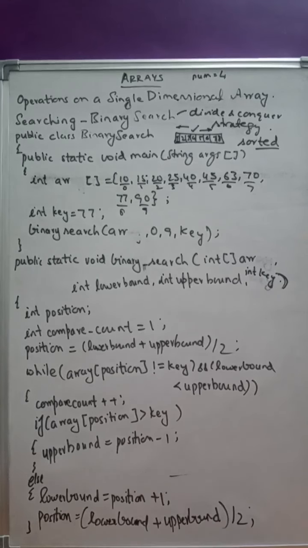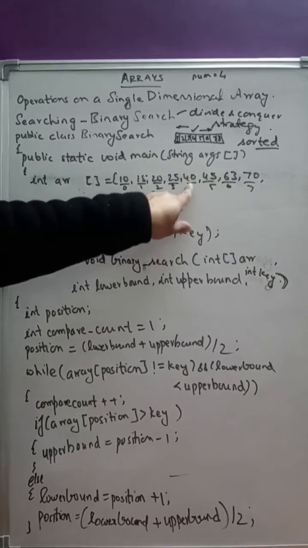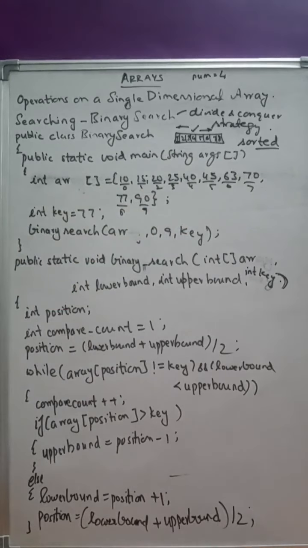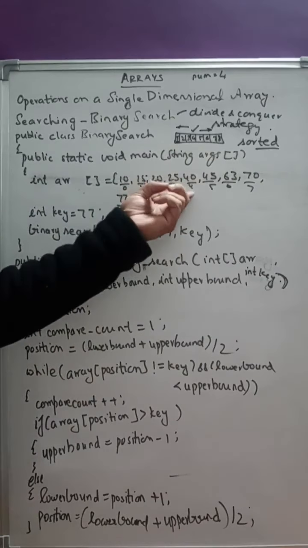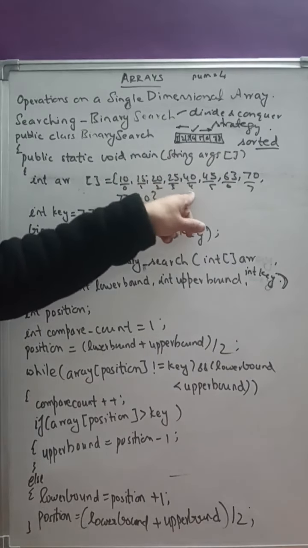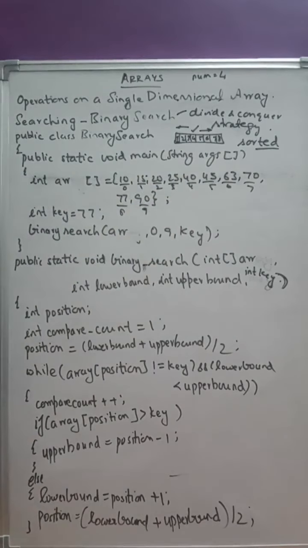On the fourth index you have the element 40, and you are searching for 77. You compare 77 with 40, and the value of key is greater than the middlemost element. So you will be searching on the right half of the array.